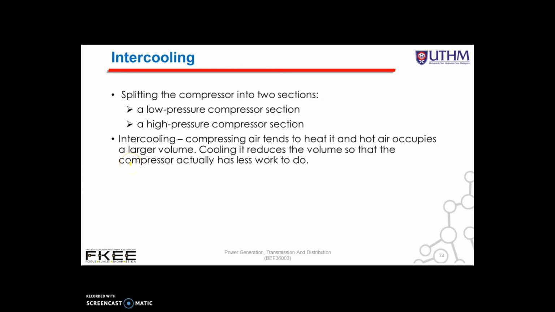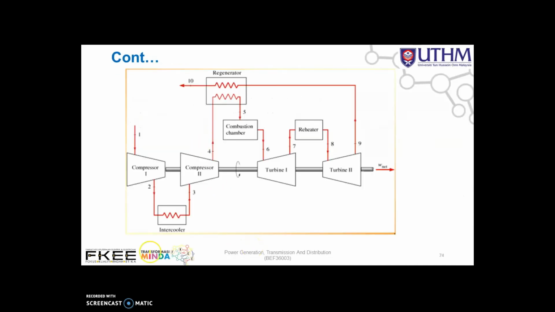Next method for the advanced turbine design is intercooling. So we split the compressor into two sections, a low pressure compressor section and a high pressure compressor section. You can see in this figure, this one is the low pressure compressor, and this one is the high pressure compressor, and we have the intercooler here. In the intercooling process, compressing air tends to heat it, and hot air occupies a larger volume. So cooling it reduces the volume so that the compressor actually has less work to do. Therefore it can increase the efficiency of the system.